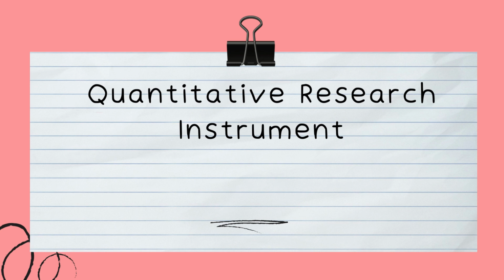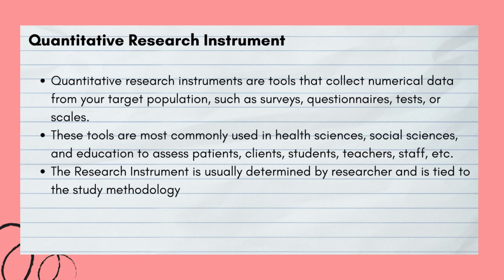To continue, I'm going to report on quantitative research instruments. What are quantitative research instruments? Quantitative research instruments are tools that collect numerical data from your target population, such as surveys, questionnaires, tests, or scales. These tools are most commonly used in health sciences, social sciences, and education to assess patients, clients, students, teachers, staff, etc. The research instrument is usually determined by the researcher and is tied to the study methodology.